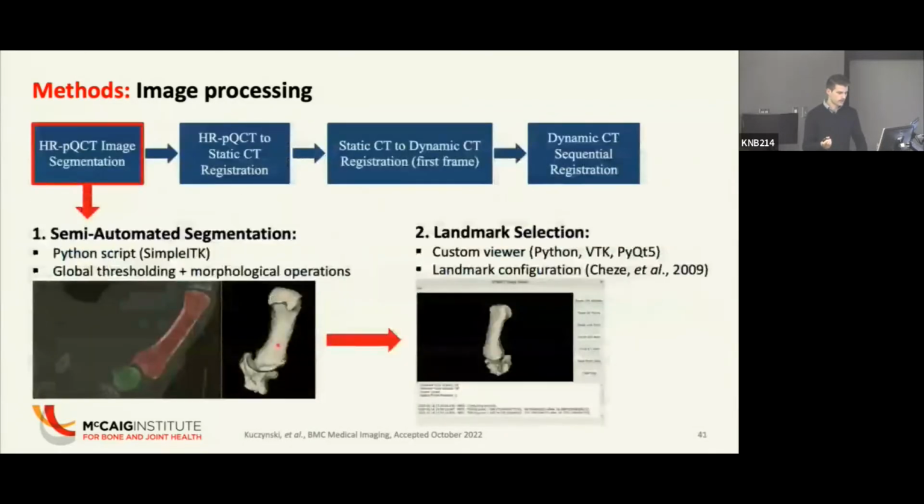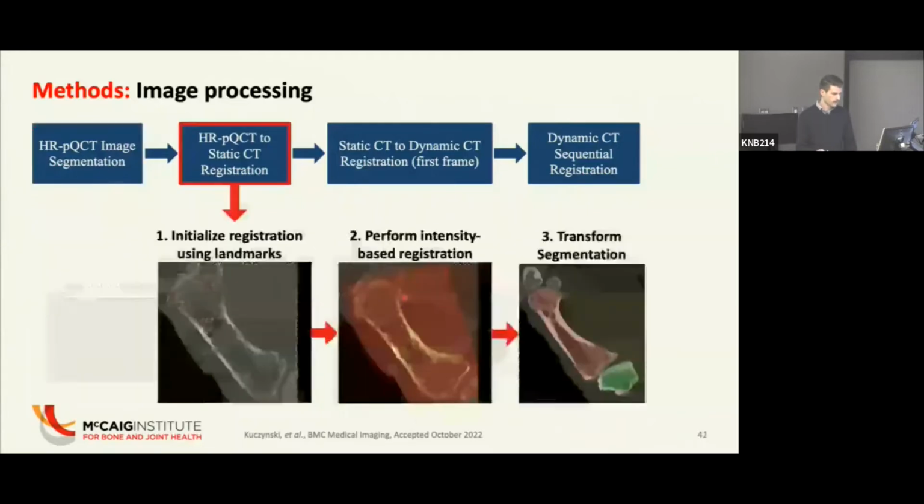So the image segmentation first was done, as I mentioned, in the HRPQ-CT space. And this was done using some global thresholding and morphological operations. It was mostly automated, except for cases where the bones were too close together and we needed to manually delineate one bone from another. And then we have this viewing software that I developed for selecting our landmarks for a coordinate system of each bone. And this is using a landmark configuration that was previously described for the TMC joint.